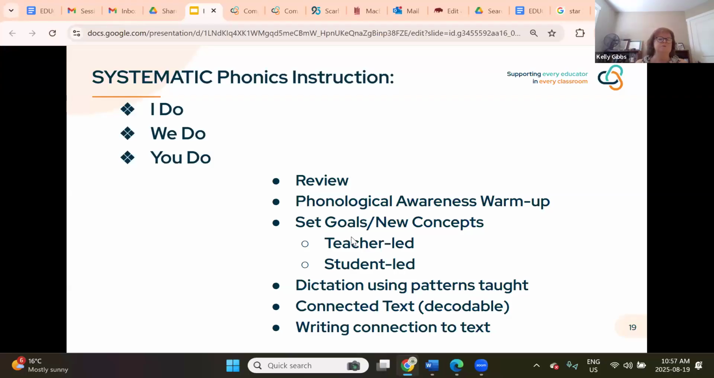Teaching those patterns through the goals and the concepts, then using connected text. And the dictation is, of course, the writing piece, the connected text, pulling it back into the reading piece. It's not just about writing, it's about reading, and then the writing connection to the text. It's important to understand that with phonemic awareness and phonics, we never want to leave writing out. It's always part of it.